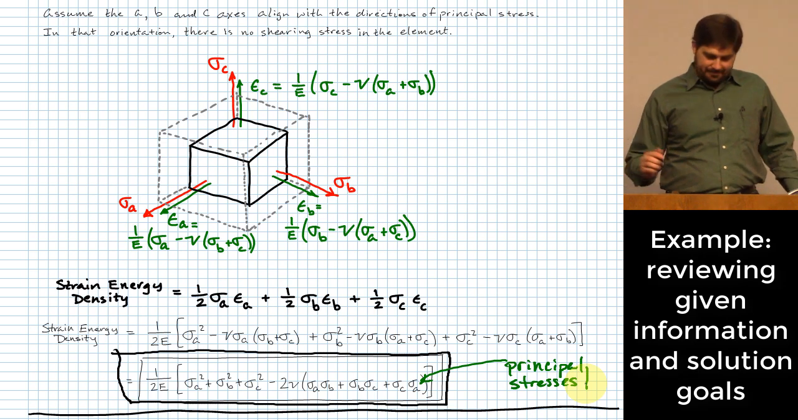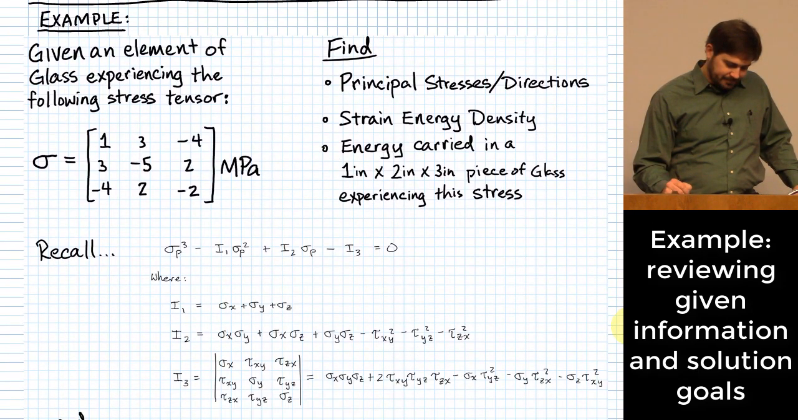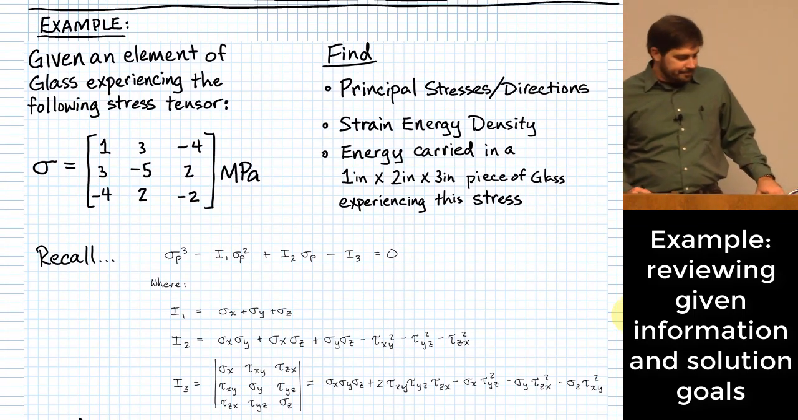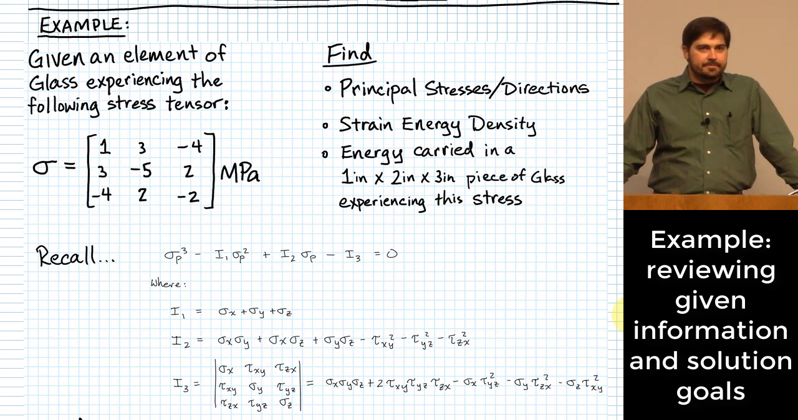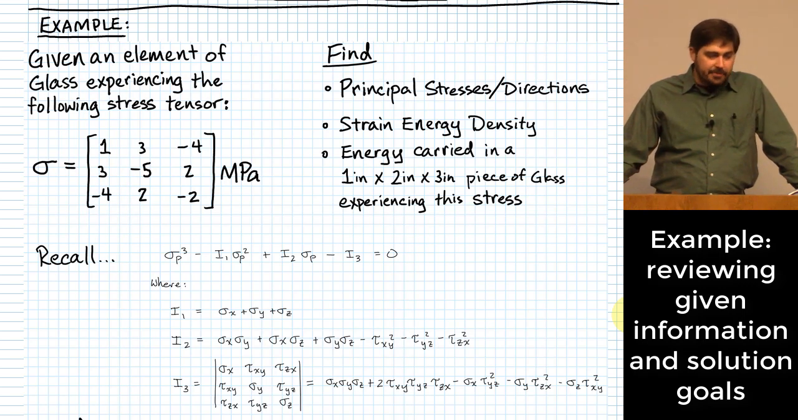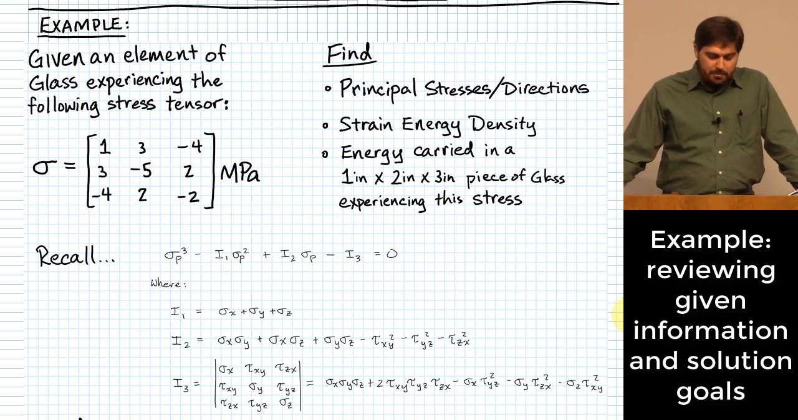Let's work an example. Okay? Here's the example. Let's say that you have an element of glass as the material. And that glass is experiencing the following stress tensor. It has normal stresses of 1 MPa, negative 5 MPa, negative 2 MPa, and then shearing stresses of 3, negative 4, and 2 MPa. Okay? What we want to do is find our principal stresses and directions. We want to find our strain energy density, and then also find the amount of energy carried in a piece of glass that has dimensions of 1 inch by 2 inch by 3 inch.